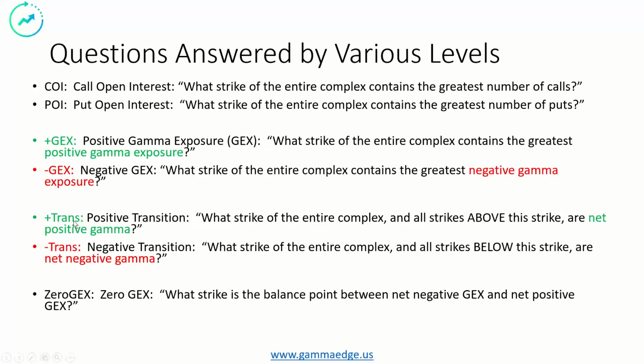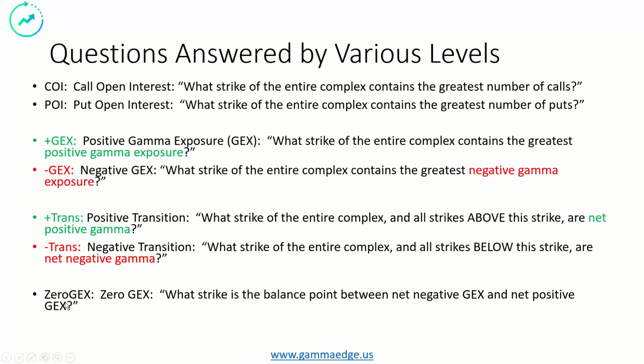Pretty self-explanatory. We call this positive trans, or P-trans, positive transition: what strike of the entire complex, and all the strikes above this strike, are net positive gamma. And negative trans, or N-trans, negative transition: what strike of the entire complex, and all strikes below this strike, are net negative gamma. These are kind of six very important levels.